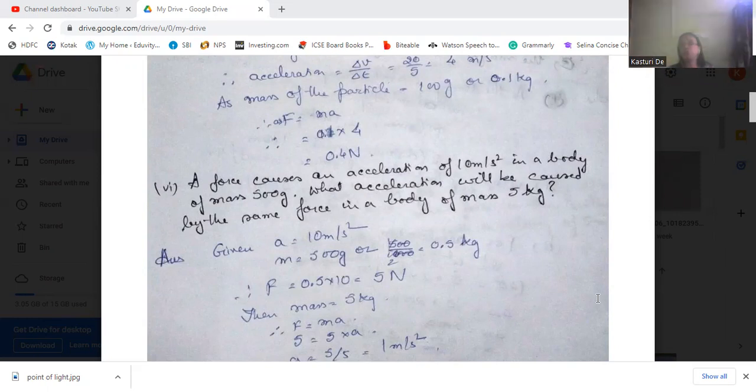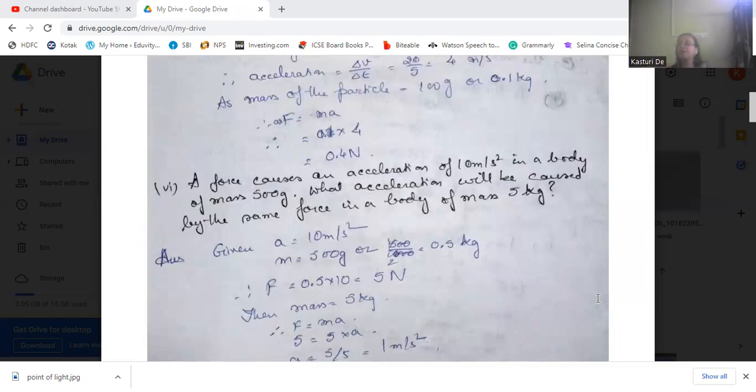A force is given to it, which is producing an acceleration of 10 meter per second square. By the same force, what acceleration will be caused in a body of mass 5 kgs? If the body experiences the same force, what acceleration will be produced if the mass becomes 5 kgs? The original mass of the body was 500 grams. But if the mass is converted to 5 kgs, then what will be the acceleration produced?